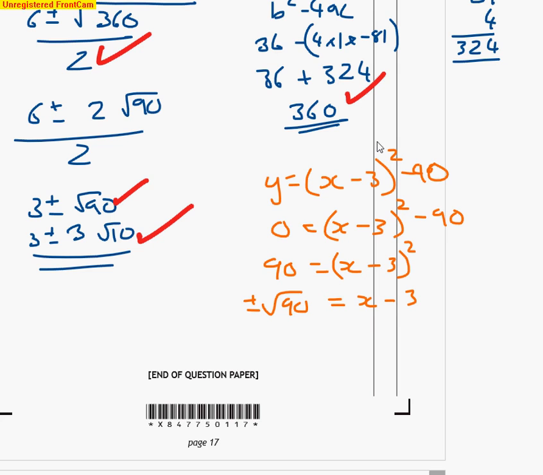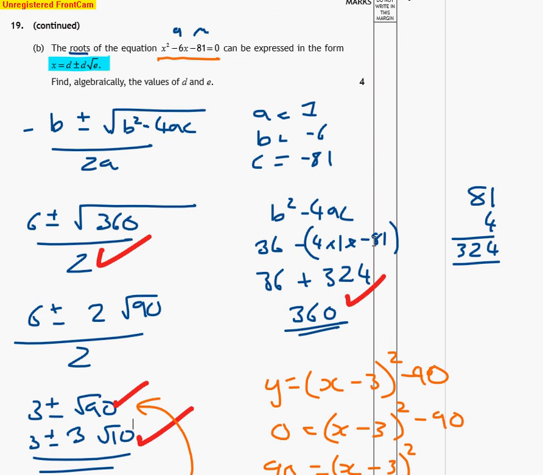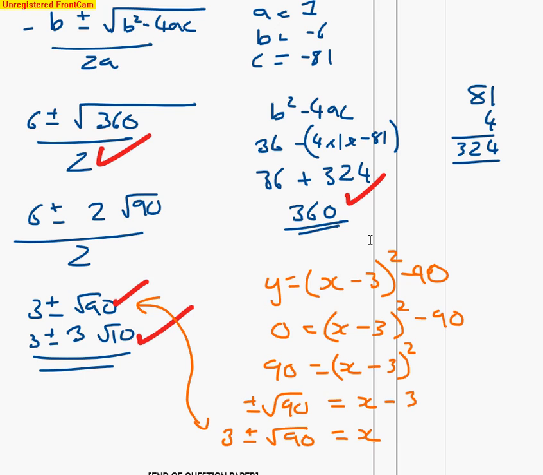Whatever times whatever gives you 90, but the negative of those two numbers is also going to give you 90. So the plus or minus is very important here. And then we should move that over. So minus 3 becomes plus 3. So it's going to be 3 plus or minus root 90 is equal to x. And then you're at the same position you were here. They're the same. Because you're in question 19, you should be thinking it might have something to do with what we just worked out. So both methods are totally valid.